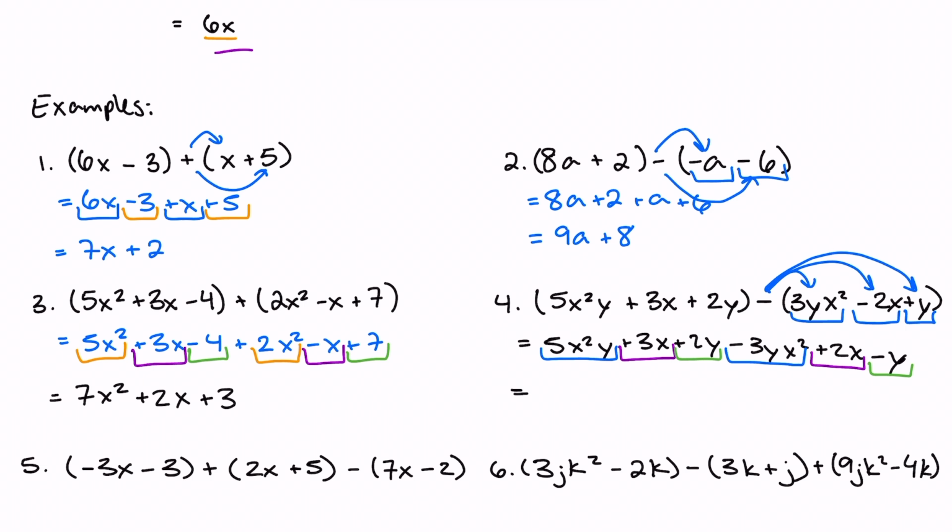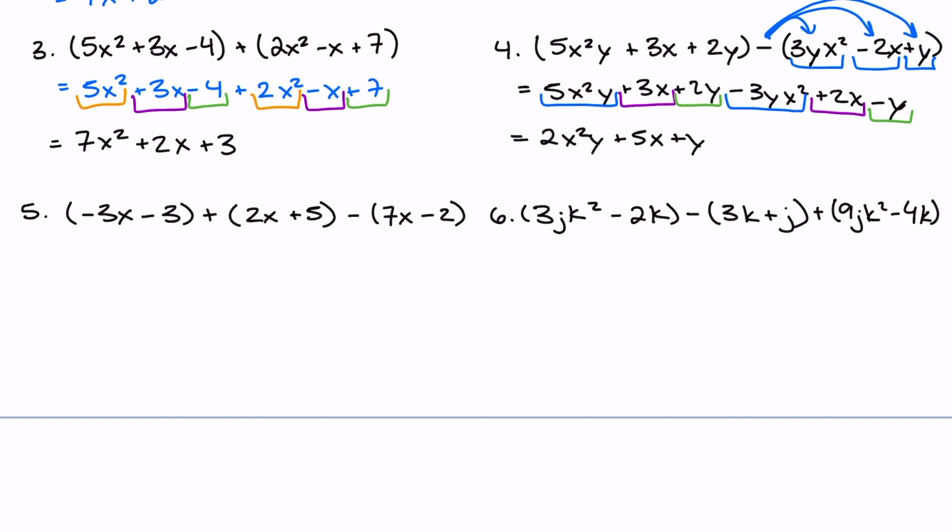So rewriting this, we have 5x squared y minus 3x squared y. So 5 minus 3 is 2x squared y. 3x plus 2x makes for 5x. And 2y minus y is just going to leave us with 1y. So that would be our answer for 4.